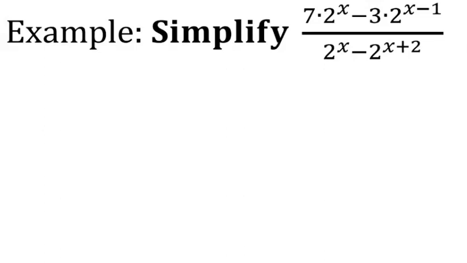Let's look at this example where we have exponentials here, 2 to the x and 2 to the x minus 1 and 2 to the x plus 2. It is very tempting to cancel out the 2 to the x, etc.